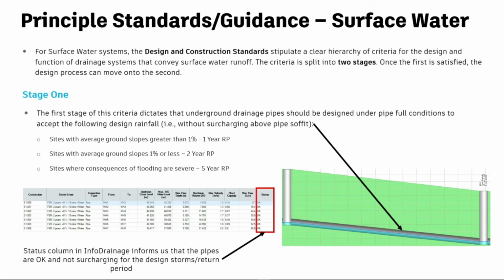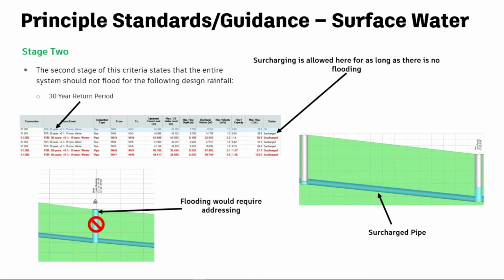Surcharging is when the water level surpasses the pipe soffit. The idea being that for these return period storms, which are very common, the system should be able to handle these events without surcharging or flooding. By using InfoDrainage, we can design these pipes for such events and check the results to confirm if we have satisfied the criteria. A status of OK indicates to us that we have achieved this. Once the no surcharge criteria has been met, we can then move on to the next criteria.